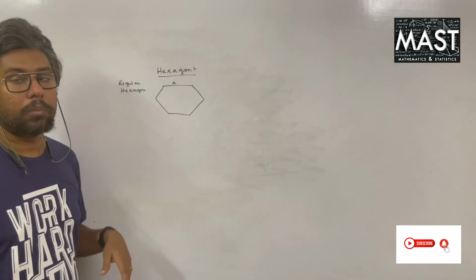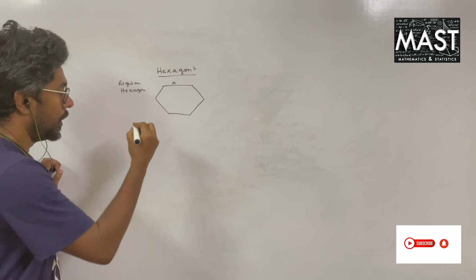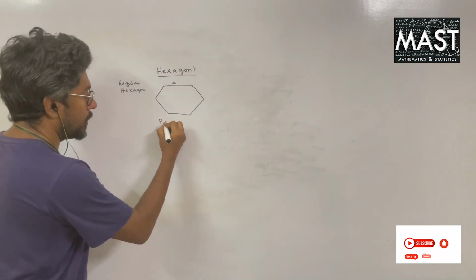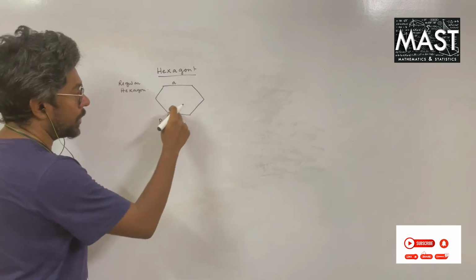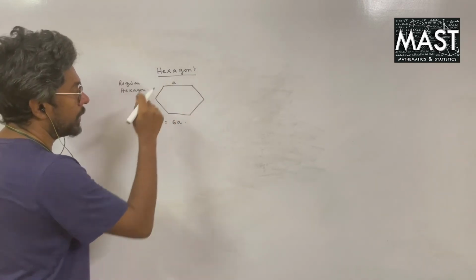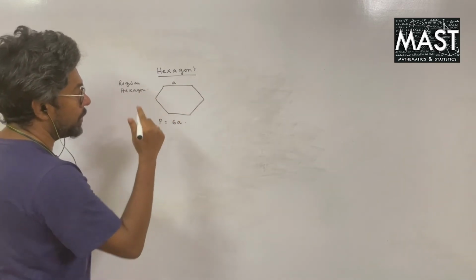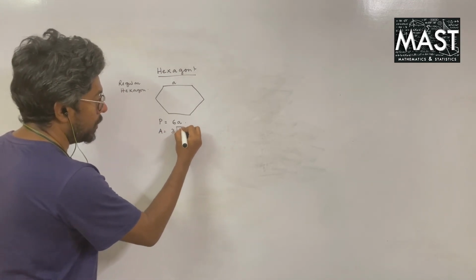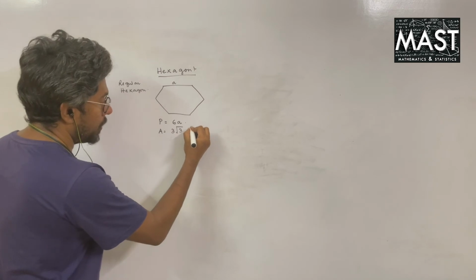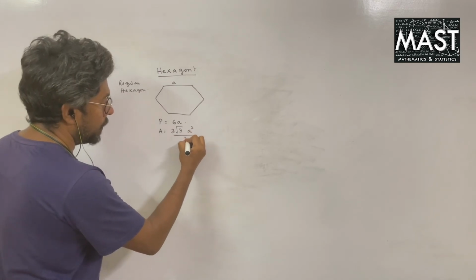Now we'll be talking about a regular hexagon. The perimeter of a regular hexagon is given as 6 into a, because it's a six-sided figure, so 6 into the length of the side, which is a. The area is given as 3 root 3 a square by 2.